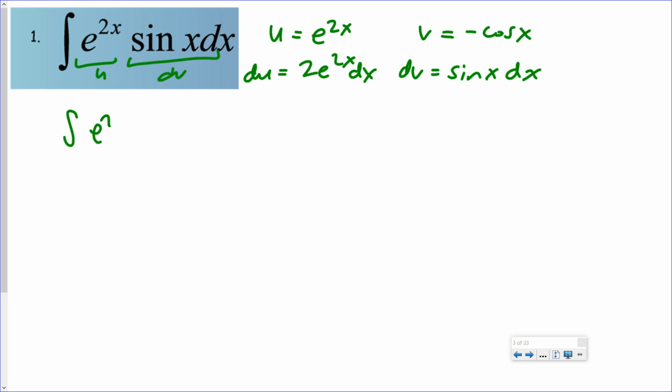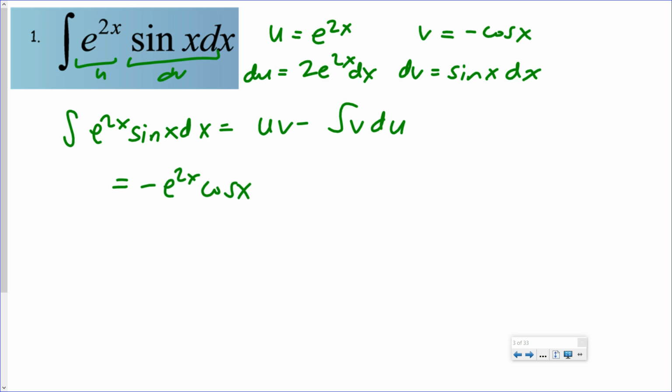The integral of u dv is equal to uv minus the integral of v du. Do you have it memorized by now? Hopefully you do. And so what we're going to do is multiply u and v together. So u times v is negative e to the 2x cosine x minus the integral of v du. You multiply these two together and then you multiply these two together. So v times du is 2e2x cosine, oh, I forgot the negative. Let me write it again, sorry. Negative 2e2x cosine x dx.